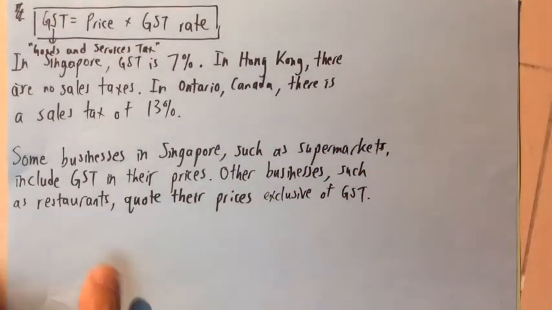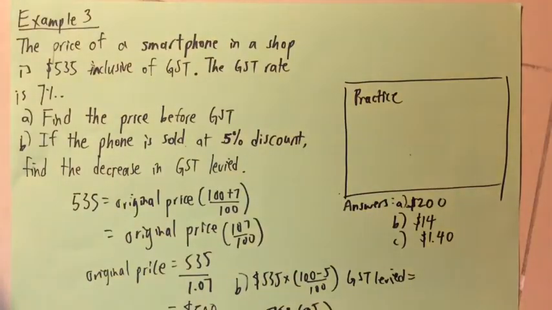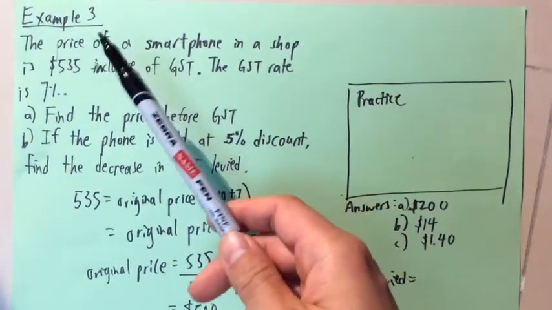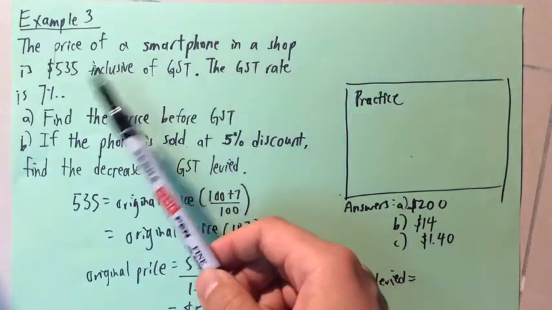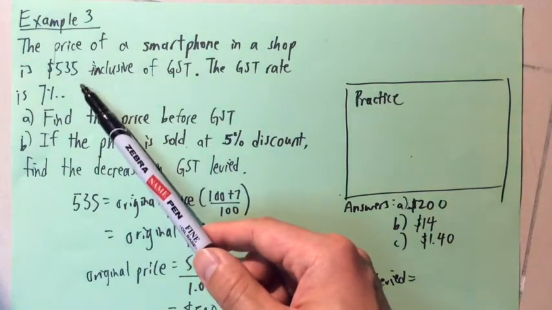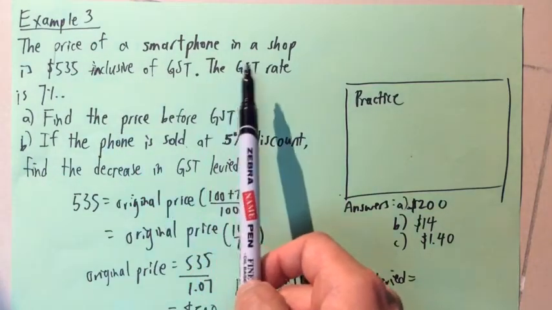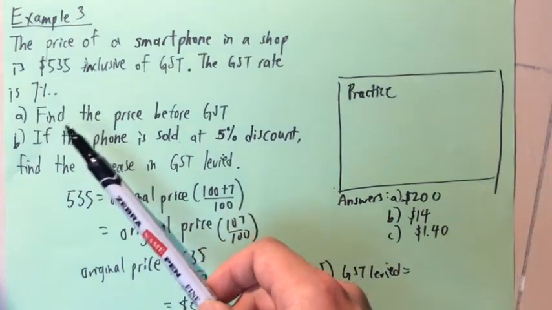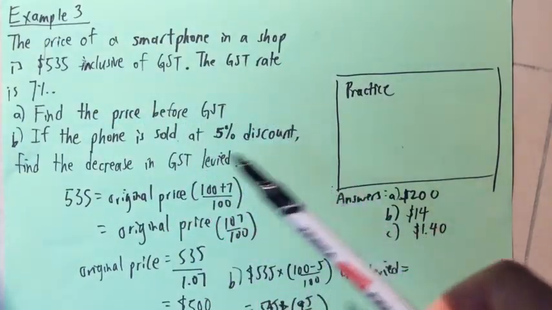Okay, so let's look at an example. Example 3 says the price of a smartphone in the shop is $535 inclusive of GST. That means the $535 already includes GST. The GST rate is 7%. So find the price before GST.